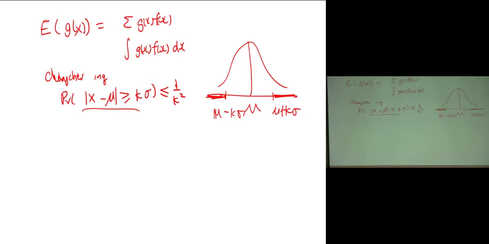But if you know the distribution of x, then you can compute the exact probability. Then you don't need this Chebyshev inequality. So the Chebyshev inequality is good when you don't have any information about the random variable except the expectation and the variance. All right.